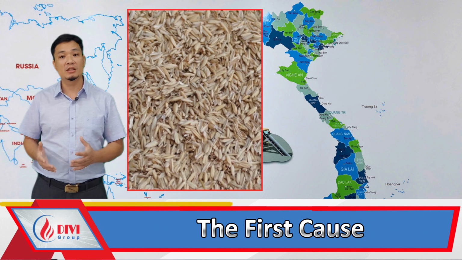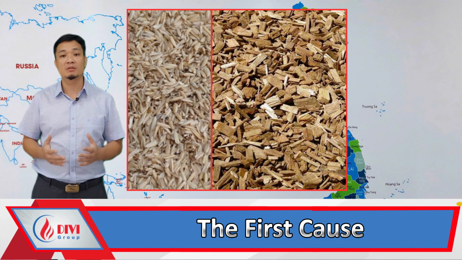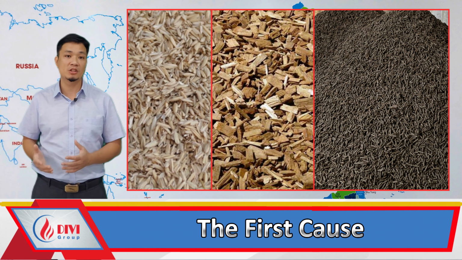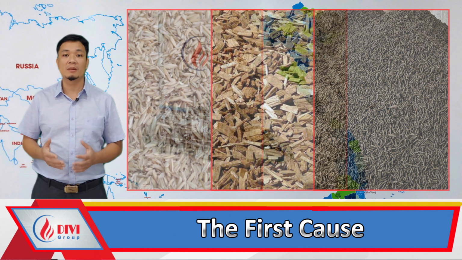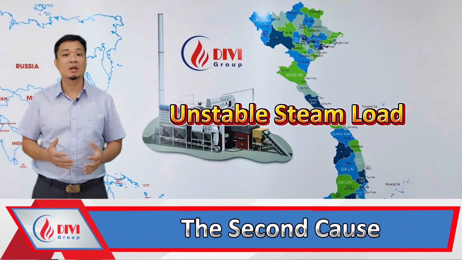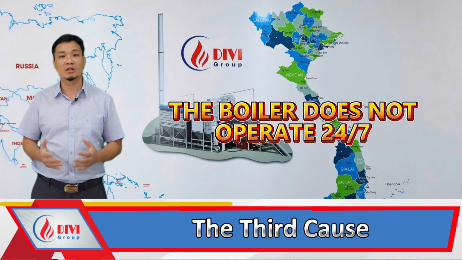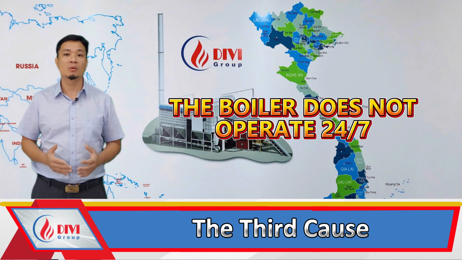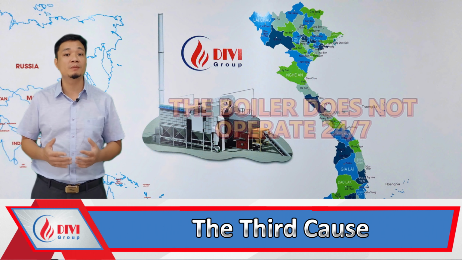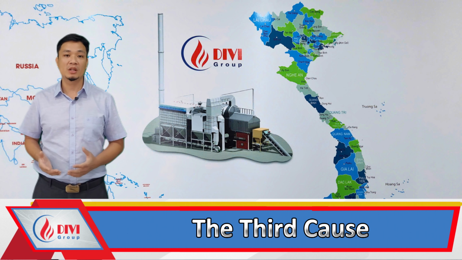1. If the fuel is easy to ignite and has a uniform particle size, there's no need for a fluidized bed. The fuel itself or the ash it produces can serve as the fluidizing medium. 2. If the steam demand of the plant is unstable, sometimes high, sometimes low, the boiler may not use a fluidized bed. 3. If the boiler does not operate continuously 24/7, running it without a fluidized bed can be more efficient. Even just one of these reasons can be enough to justify not using a fluidized bed.